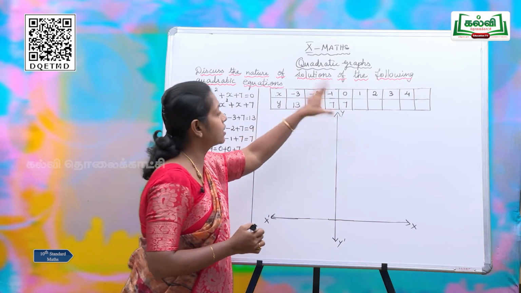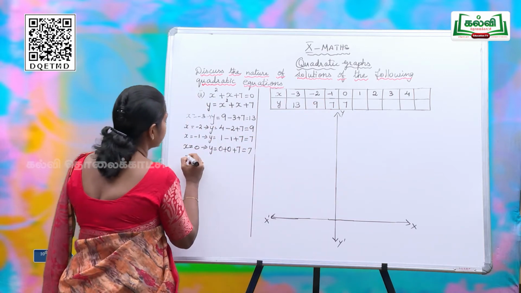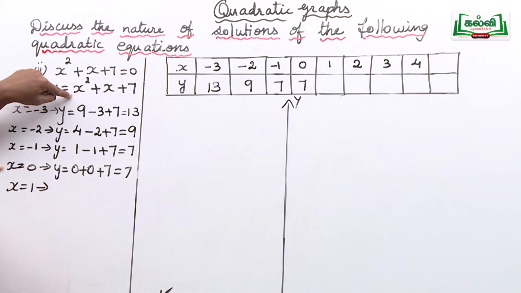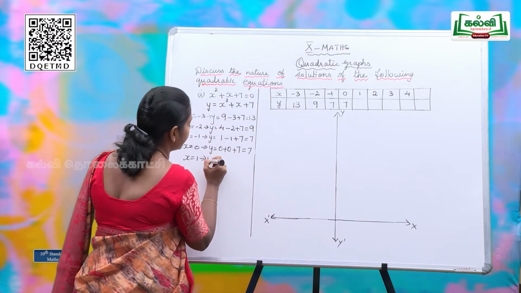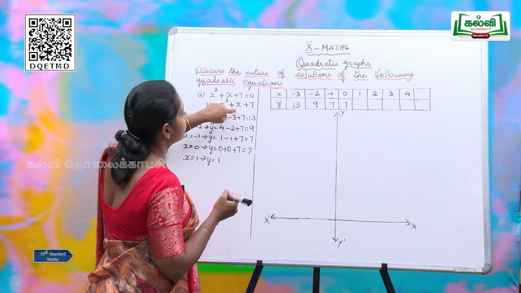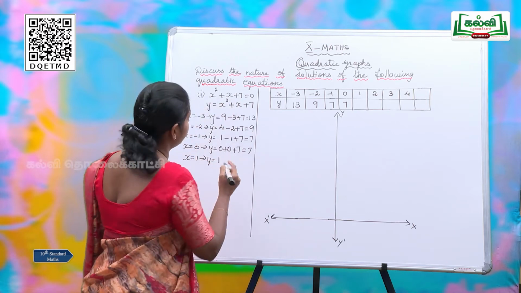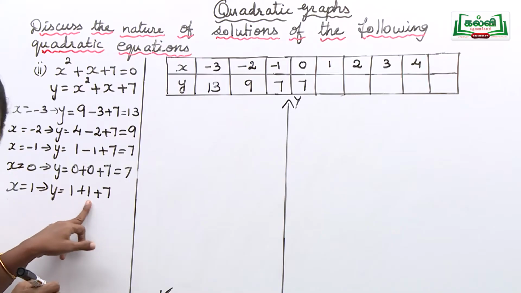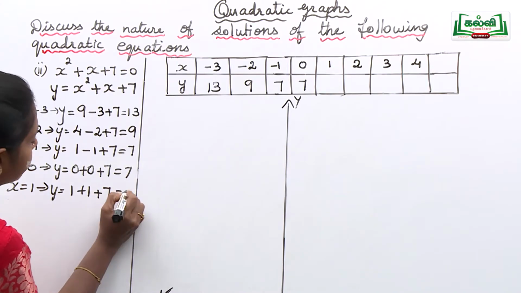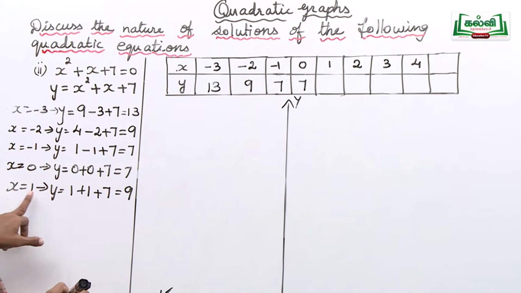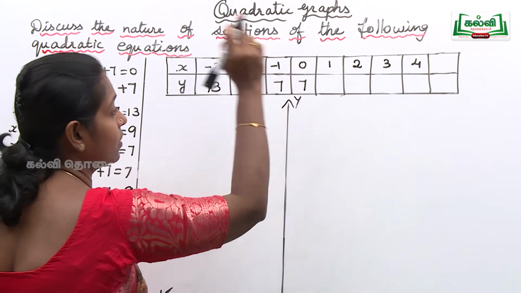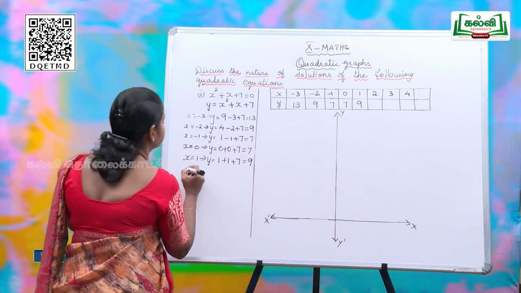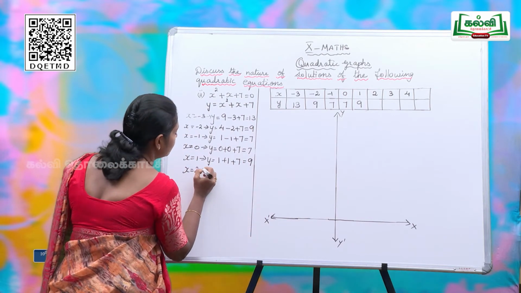Next, x equal to 1. Apply 1. Yes. If you apply x equal to 1, 1 squared is nothing but 1. Again, this is nothing but plus 1, as usual 7. 1 plus 1, 2. 2 plus 7 is nothing but 9. So that when x is 1, you are getting 9. Good. Next, x equal to 2.